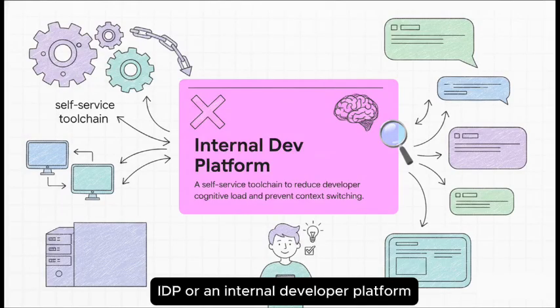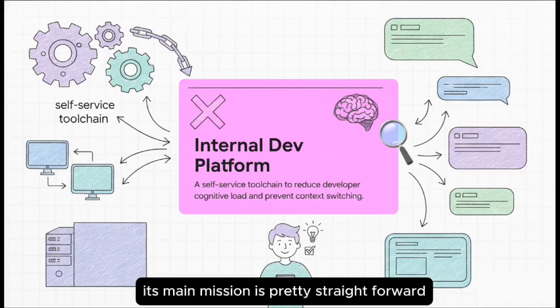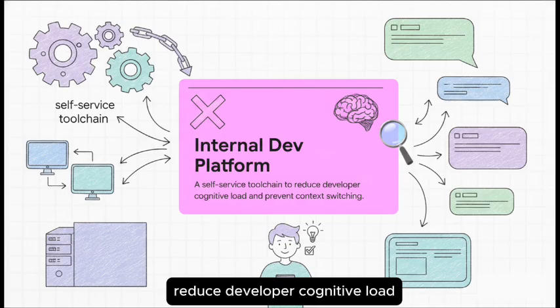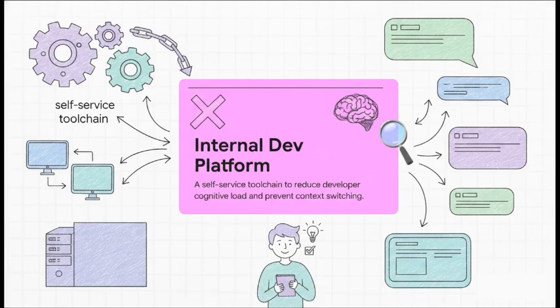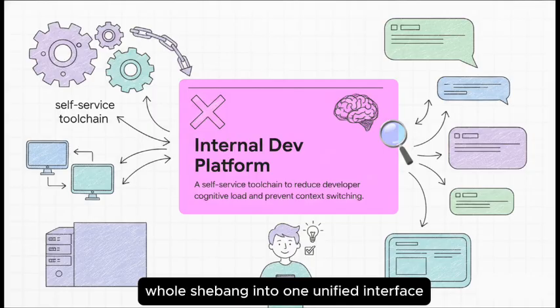IDP, or an internal developer platform. Now, if you're new to the term, think of an IDP as a self-service toolchain and a centralized portal. Its main mission is pretty straightforward: reduce developer cognitive load and eliminate context switching. Instead of hunting for resources across a dozen different systems, the IDP brings the whole shebang into one unified interface.